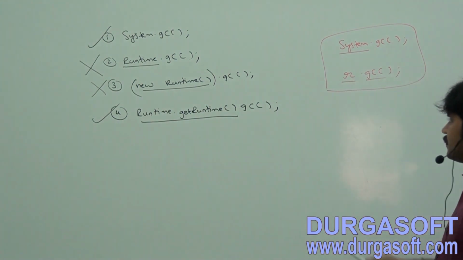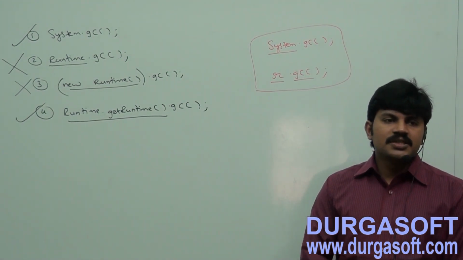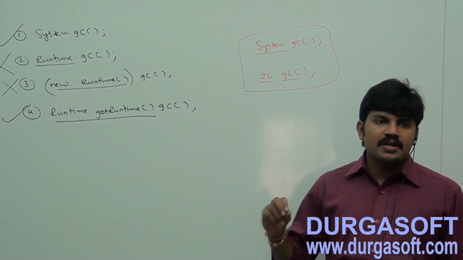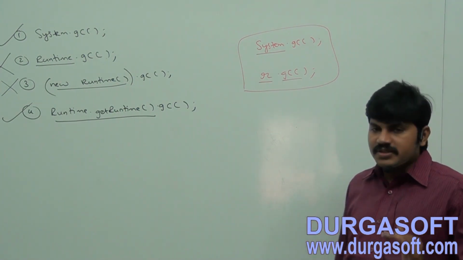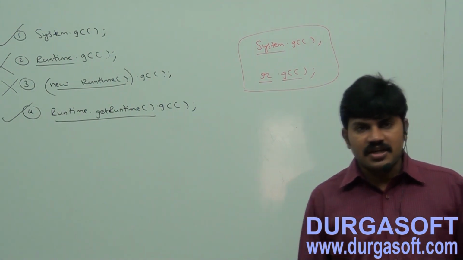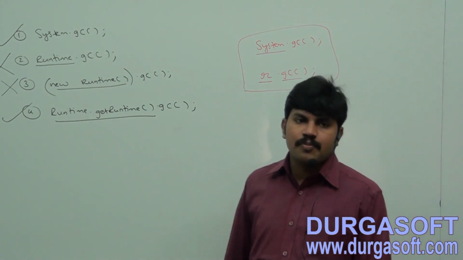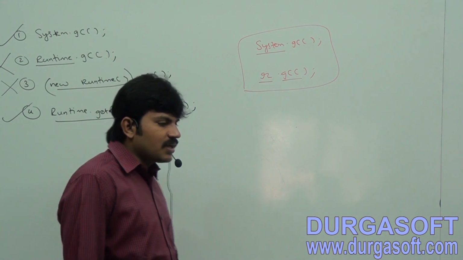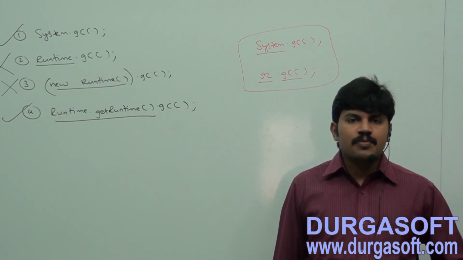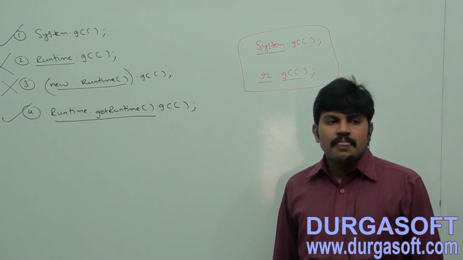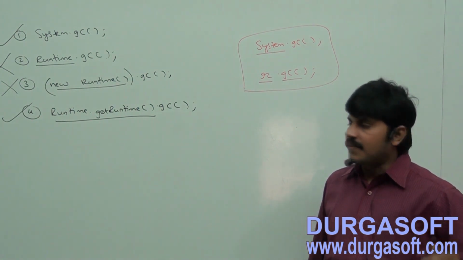Take a note. The gc method present in the System class is a static method, whereas the gc method present in the Runtime class is an instance method. Clear, right?